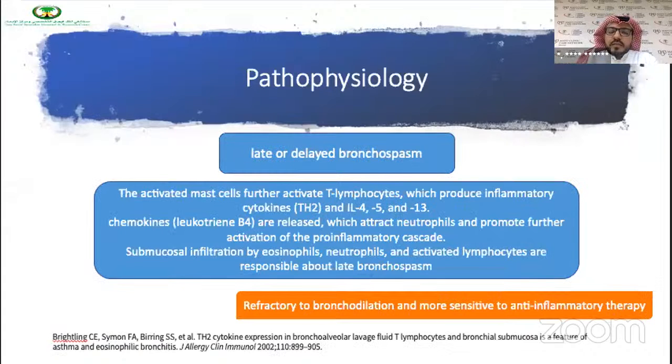In late or delayed bronchospasm, as the disease progresses from the early process, the activated mast cells further activate the T lymphocytes, which produce inflammatory cytokines, including interleukin 4, 5 and 13, with leukotriene B4, which attracts more inflammatory response and more neutrophils and further activation of the pro-inflammatory cascades, in addition to eosinophils, neutrophils, and activated lymphocytes. This stage of bronchospasm is refractory to bronchodilation, and it's more sensitive to anti-inflammatory therapy.